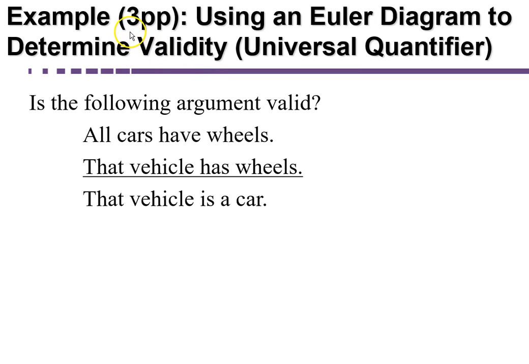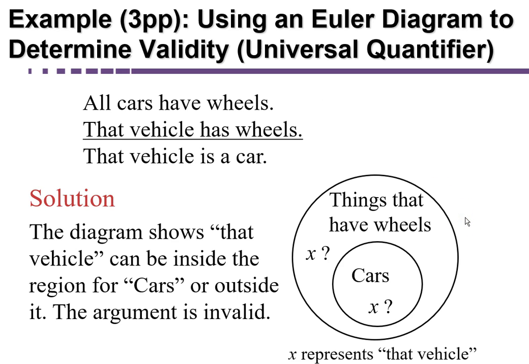All right, for example 3, again, our PowerPoint slides. Is the following argument valid? All cars have wheels. That vehicle has wheels. That vehicle is a car. Now, our universe, or our big circle, is things that have wheels.